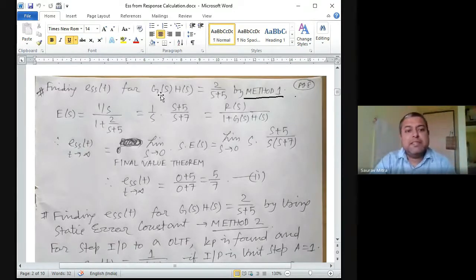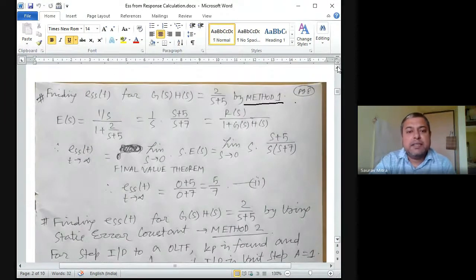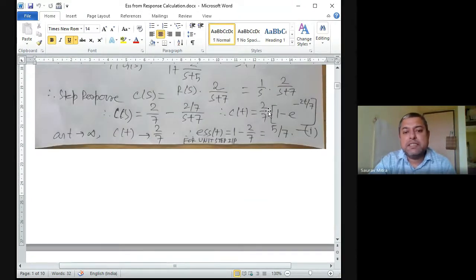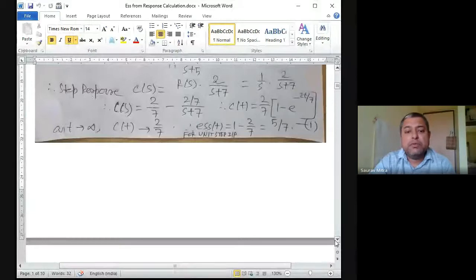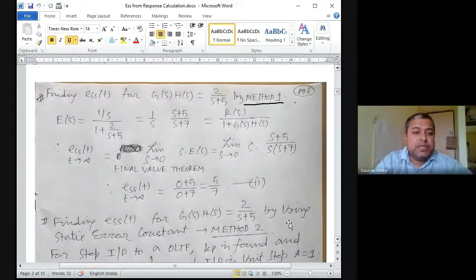So finding the steady state error for G(s)H(s) equal to 2 by s plus 5 by method 3: whatever we have found just now, you have to remember this error. The output is 2 by 7 at steady state, and 1 minus 2 by 7 is equal to 5 by 7. So this error is equal to 5 by 7. This you have to remember. Now we will go for validating the same thing by using the other methods.